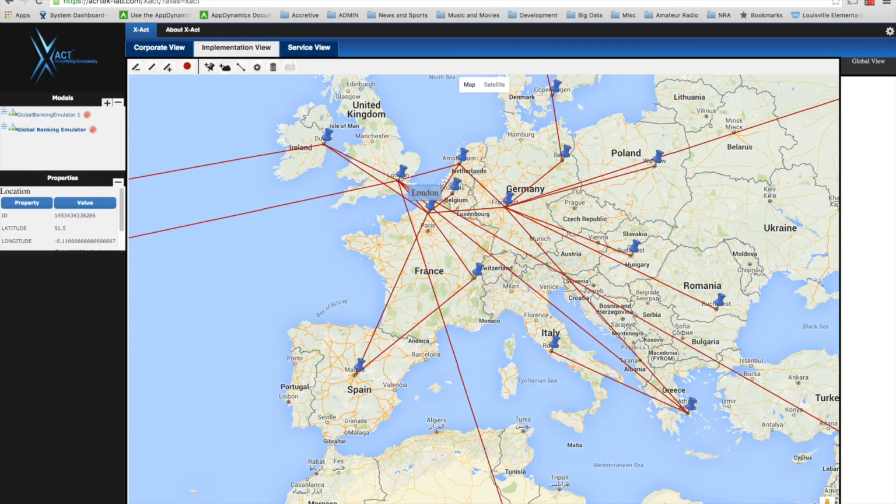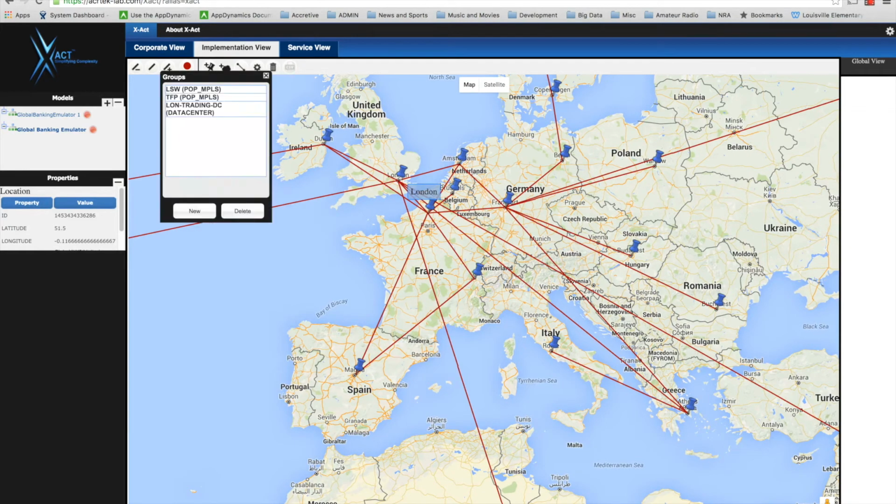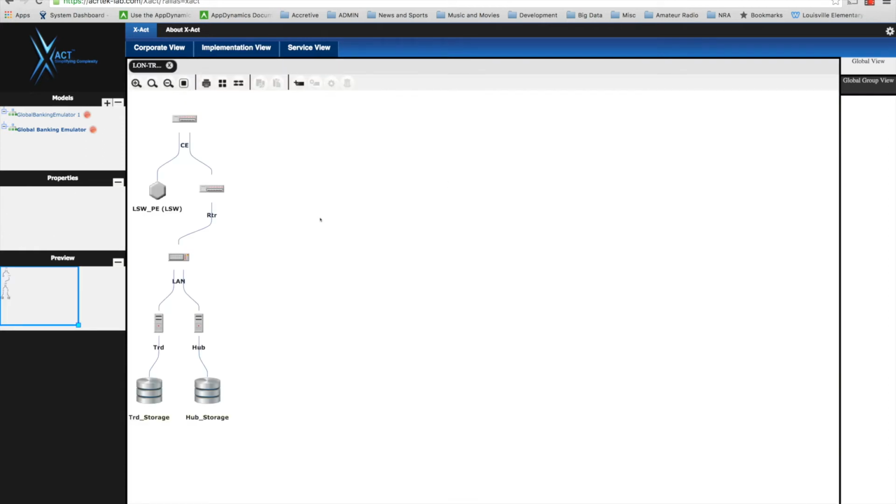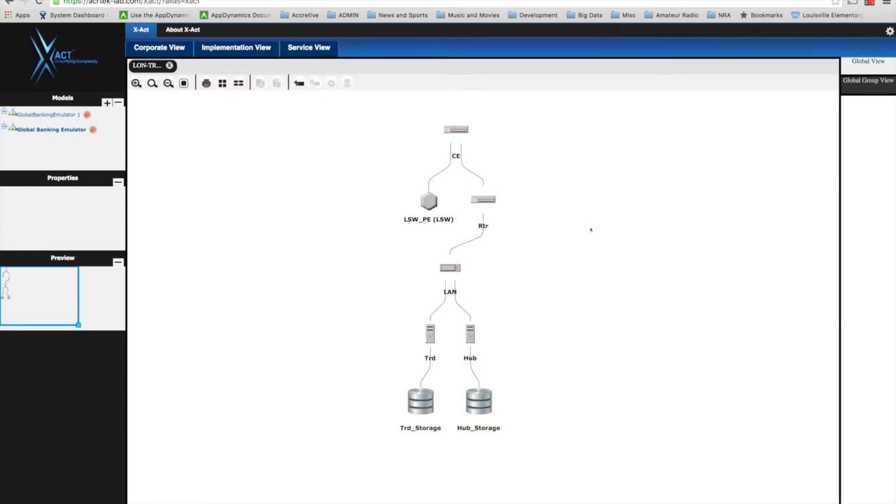A physical location can have groups associated with it. It can have multiple groups. And in this case, I'm going to open the London one. So if we double click on that, we see the groups that are associated with it. There are two network groups, POP MPLS type groups, and there is a data center. The data center, if I double click on and open up, we get a group view to show us what is going on or defined at that group.